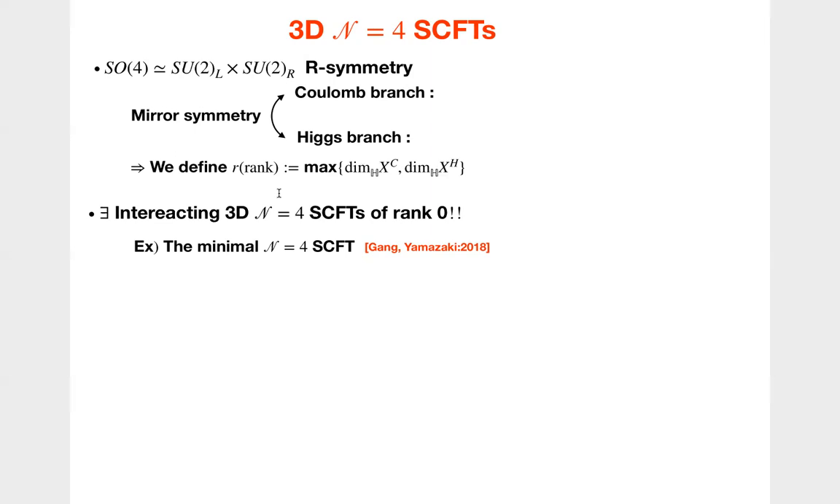In 3D, a non-trivial aspect is that there exist interacting 3D N=4 CFTs of rank 0. Rank 0, in our definition, means that there is no Coulomb or Higgs branch moduli space. This is opposite to higher dimensions, where it is believed that there are no rank 0 CFTs with eight supercharges. The simplest example and the main example of my talk is the minimal N=4 CFT, which was proposed by me and Yamazaki three years ago. Let me explain this minimal N=4 CFT in more detail.